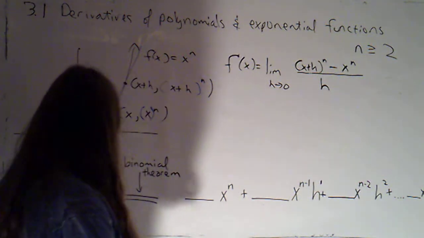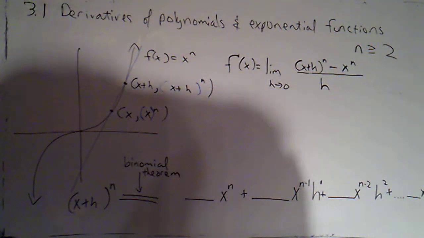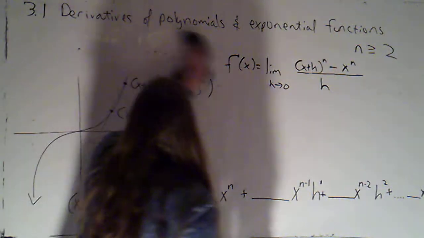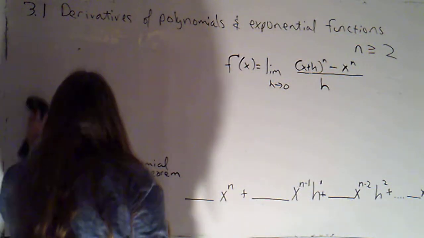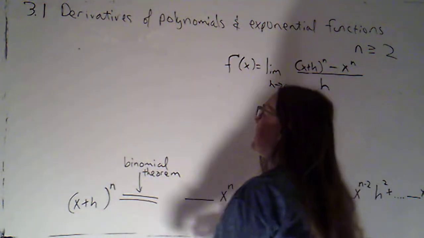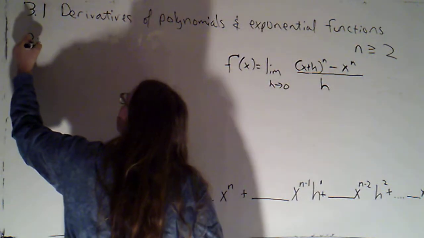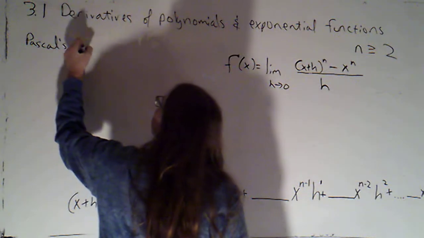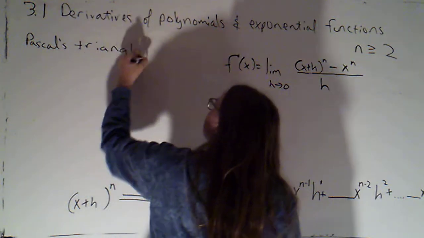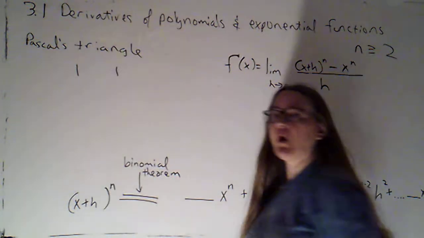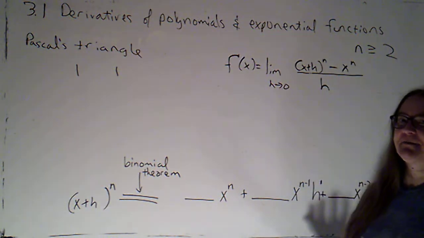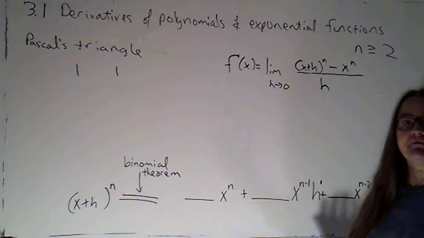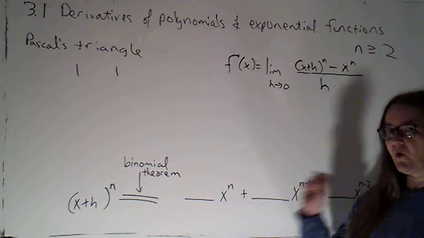For the coefficients, we can get those using Pascal's triangle. Let me erase the graph here because we've used that already. Pascal's triangle looks like this. The first row is 1 and 1. Those are the coefficients that show up in the first power of x plus h, because x plus h to the first is 1x plus 1h.